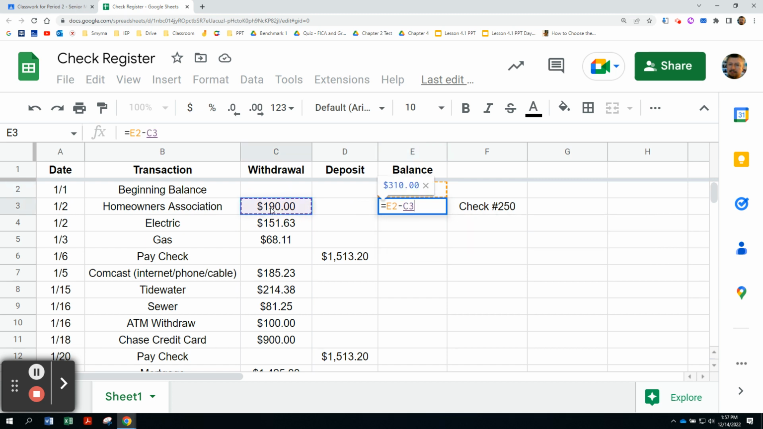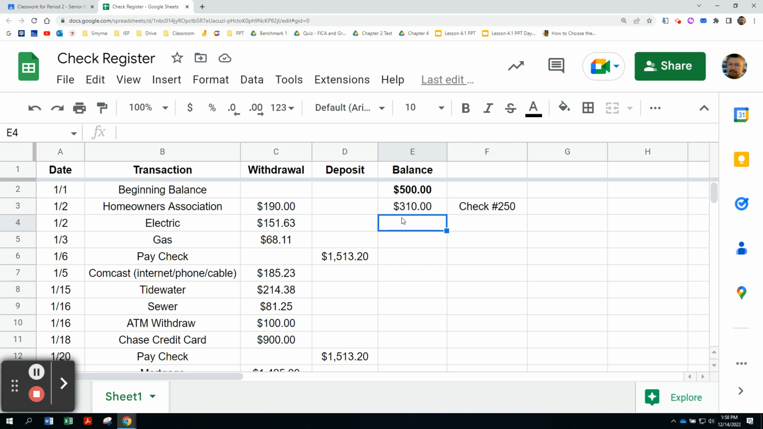You're subtracting the 190. But also, if you deposited something, you would need to add that because that's money going into your account. So you would put plus, and then click on the deposit column. When you're done with that, click enter right there. Now look, it did it for you. It calculated it for you. 500 minus 190 is 310.